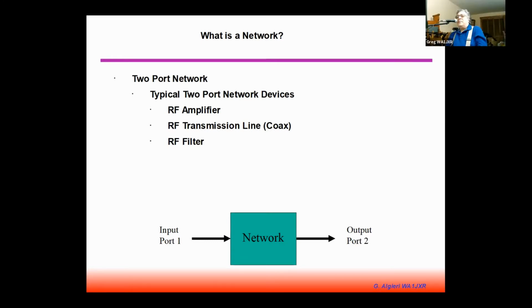Sorry about that. So two-port networks: RF amplifier, transmission line, an RF filter. Those are all examples of two-port networks. If you had phasing stubs on a vertical phased array system, that would be a two-port network.